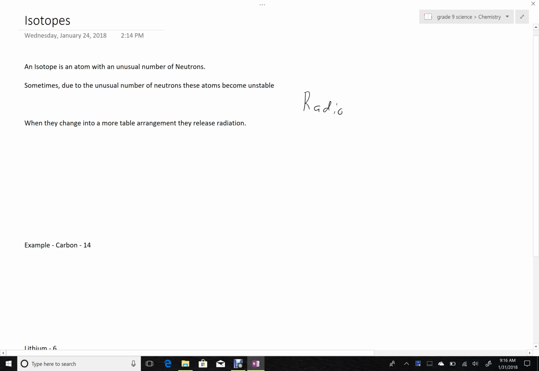We think of these atoms, or these isotopes, as sometimes radioactive, though they don't have to be, which means they're going to release radiation. The radiation could be dangerous, it might not be dangerous, but they're in an unstable arrangement, not in the normal situation where they have the normal number of protons and neutrons. A couple examples.